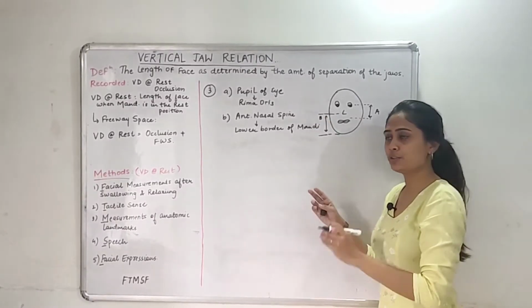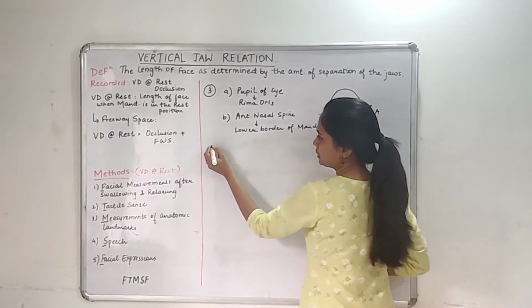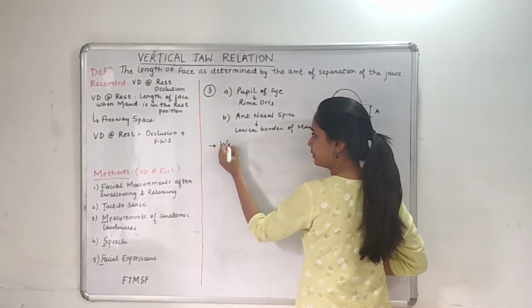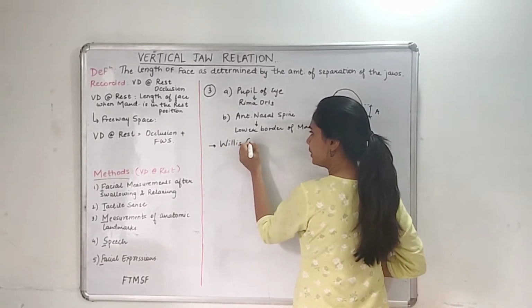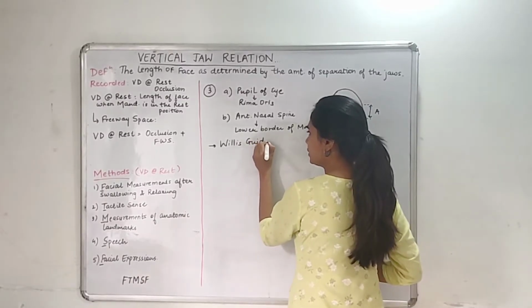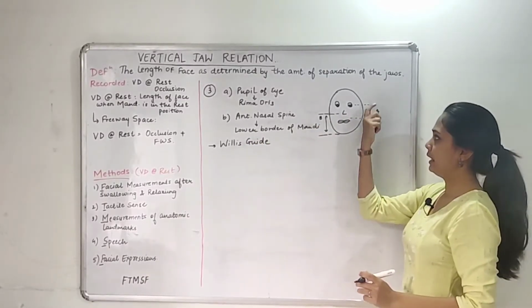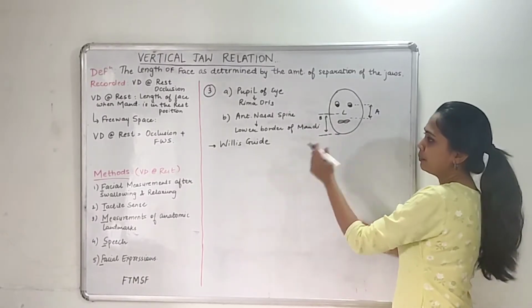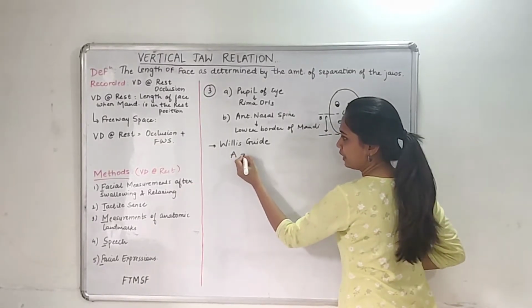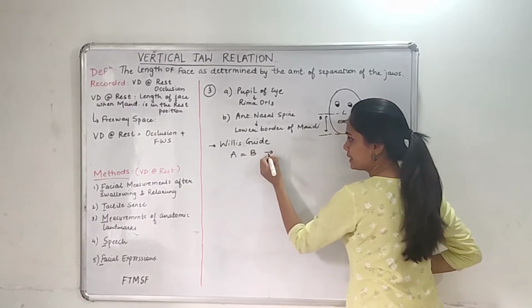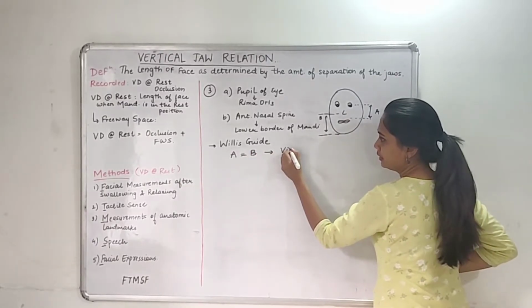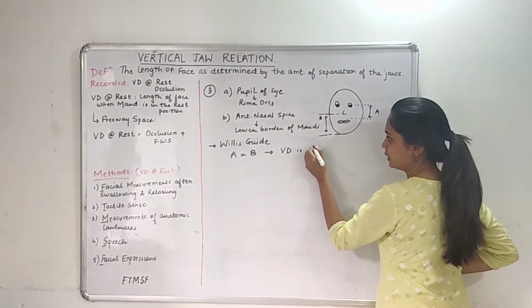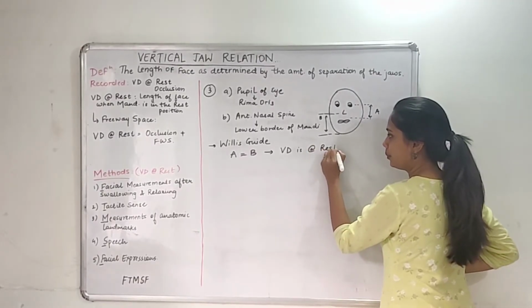Both distances should be measured by using something known as Willys guide. So this is an instrument or a device which helps us to measure the distance A and the distance B. So after measuring these distances, we compare A with B. So if A is equal to B, we can say that VD is at rest. Vertical dimension at rest is obtained.